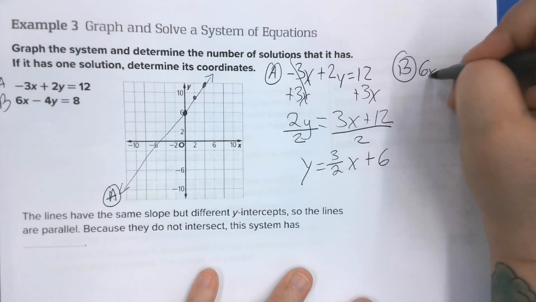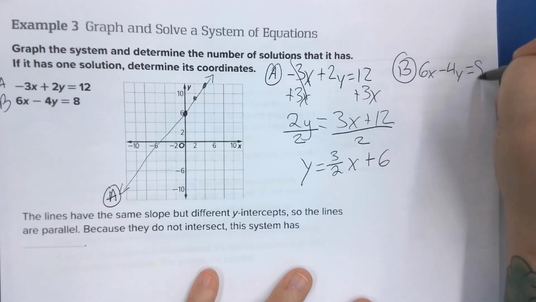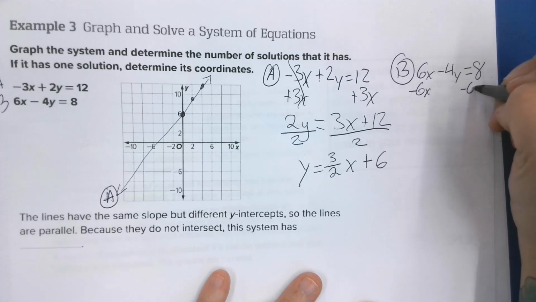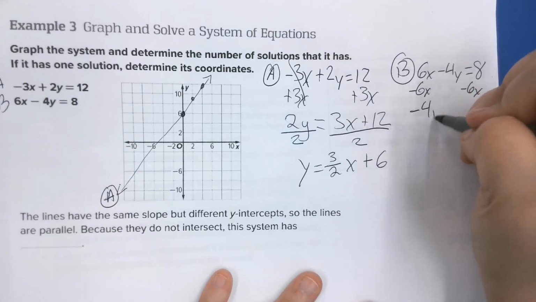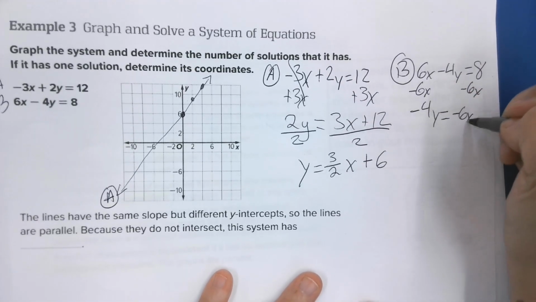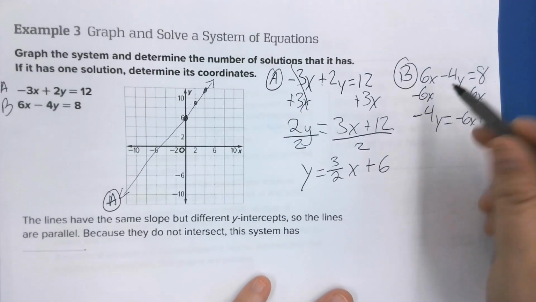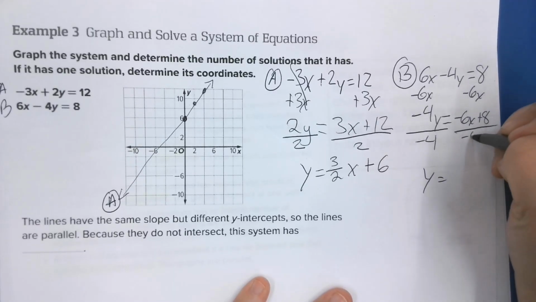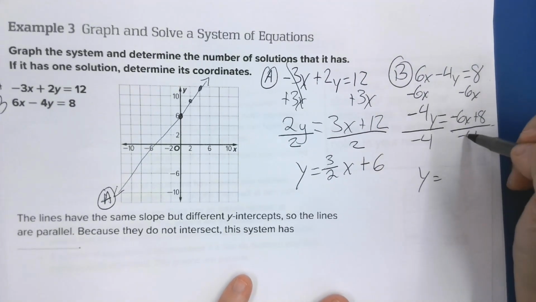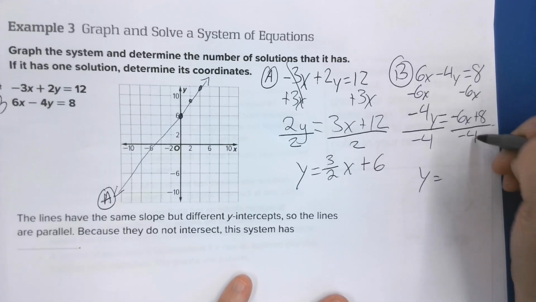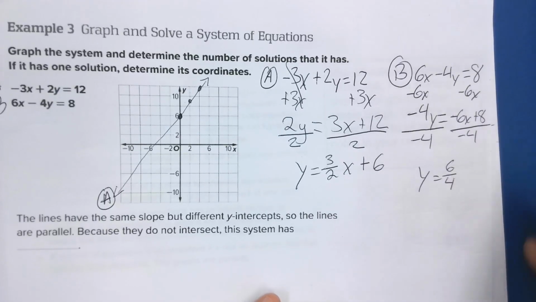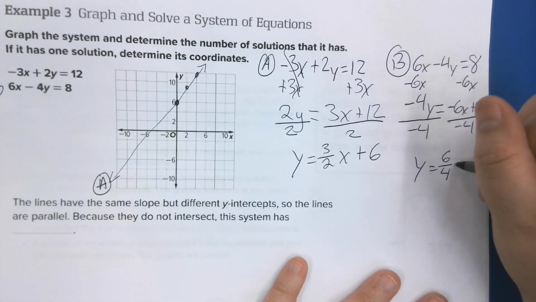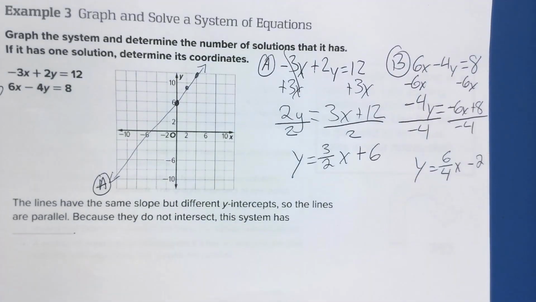I have 6x minus 4y equals 8. I need to get y by itself, so I'm going to go minus 6x, minus 6x. Negative 4y equals negative 6x plus 8. I'm going to need to divide by this negative 4 to get y by itself. Divide by negative 4. So my negative is going to make this positive. I have 6/4, which I'm going to end up simplifying later. And then 8 divided by negative 4 is going to be negative 2.